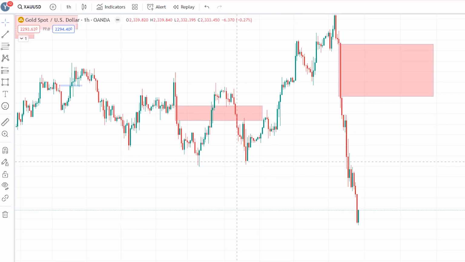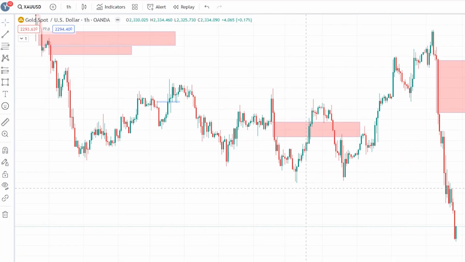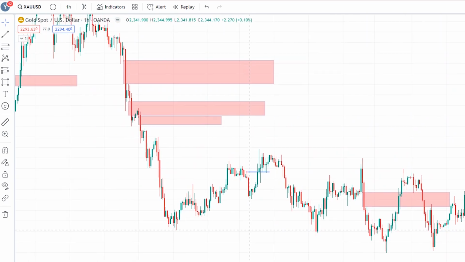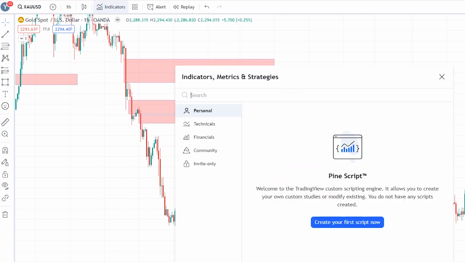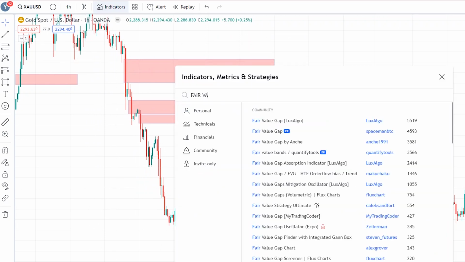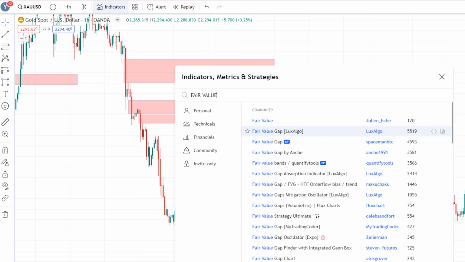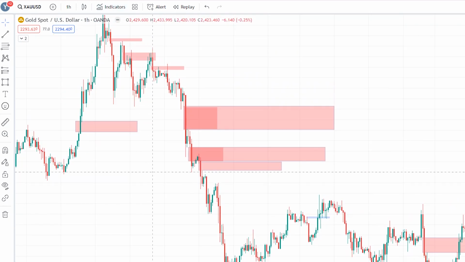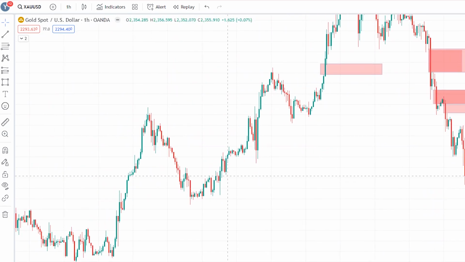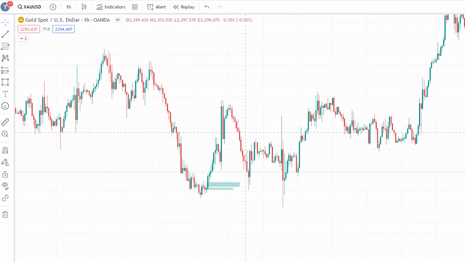Now, situations may arise whereby you will not be able to actually identify it. To help you identify fair value gap very easily, what you have to do is just come over to your indicators and type in fair value gap by LuxAlgo. So when you click on it, the indicator is definitely going to go into your chart and help you identify the fair value gap.